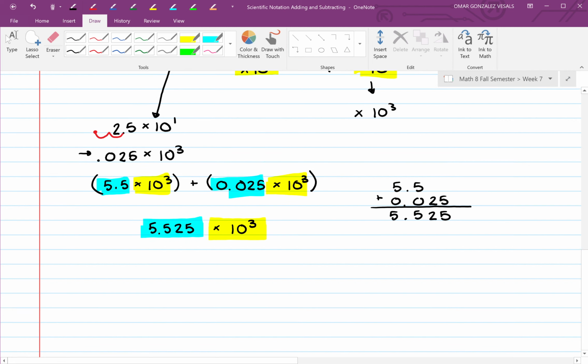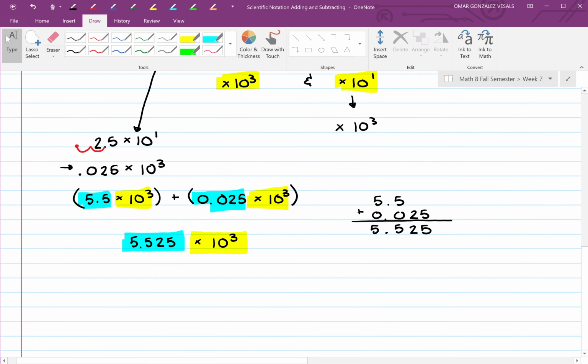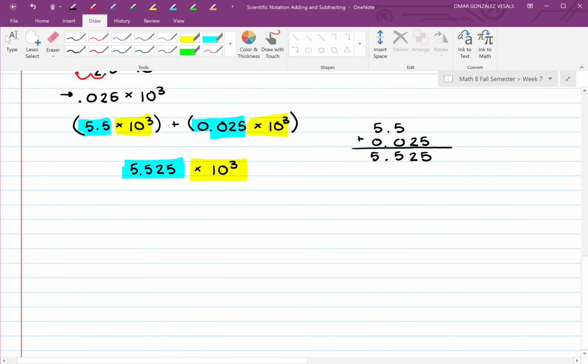Do you see how big of a difference that is? Look at the correct way and look at the wrong way. That's a huge difference, isn't it? One of them gave you 3 times 10 to the second. The correct answer is 5.525 times 10 to the third. Does everybody understand how that kind of works? Yeah? Okay. And is this in scientific notation? Remember, in order for this to be in scientific notation, my number that I highlighted in blue has to be between which two numbers? 1 and 10. Is 5.525 between 1 and 10? Yes. It is, so we're good. Okay, let's try another one.